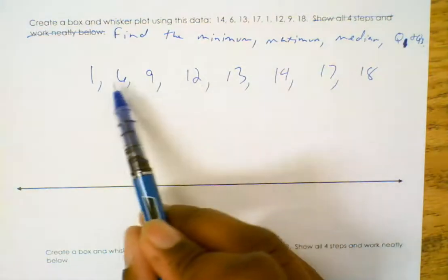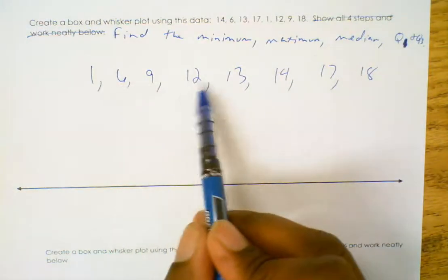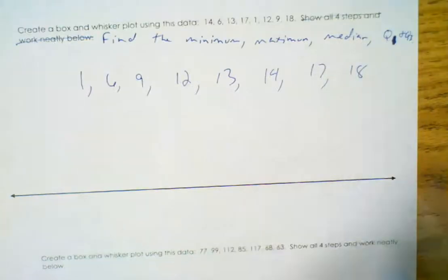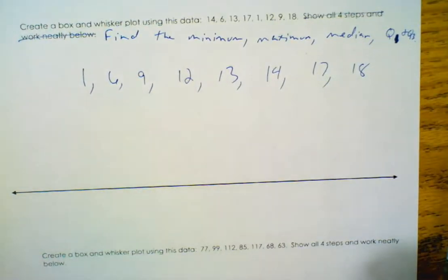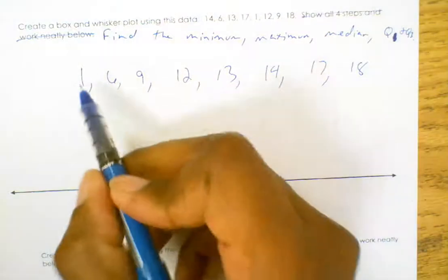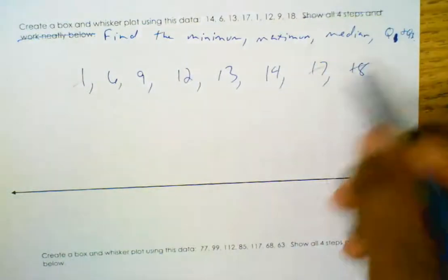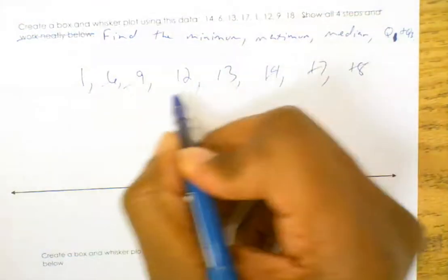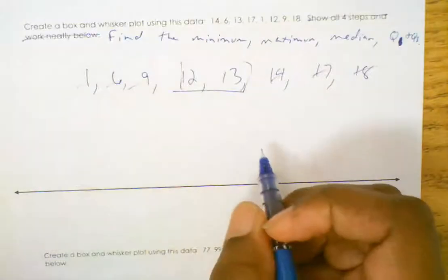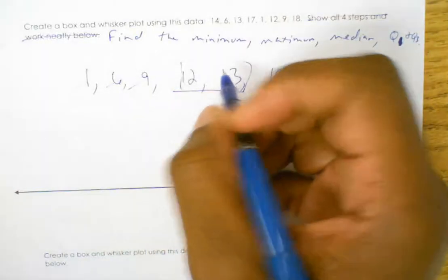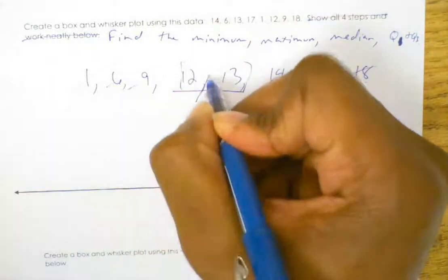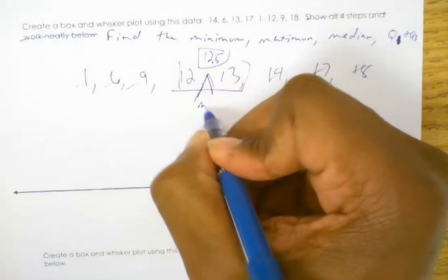If you order the data, you should find the data to be 1, 6, 9, 12, 13, 14, 17, 18. So now you've ordered the data. From there, I want to find my median. So these cancel, these cancel each other, these cancel each other. And again, I've got 2 numbers in the middle there. So the average of 12 and 13, if you add that and divide by 2, you get 12.5. So that's my median.